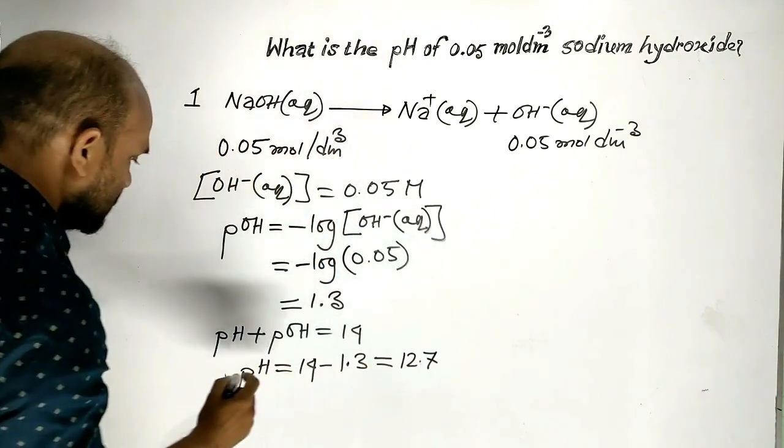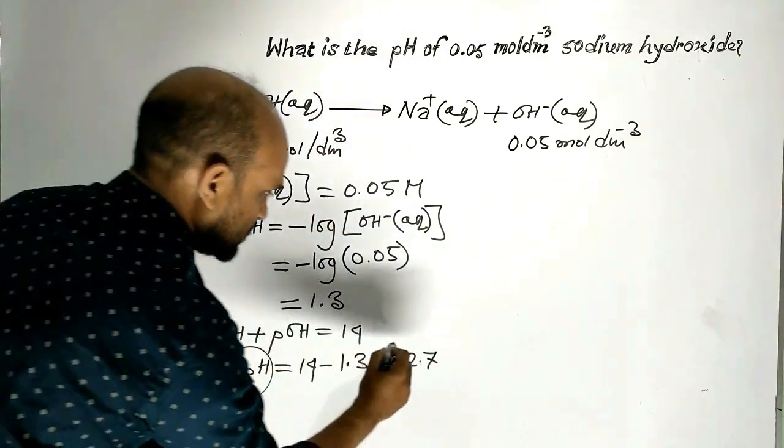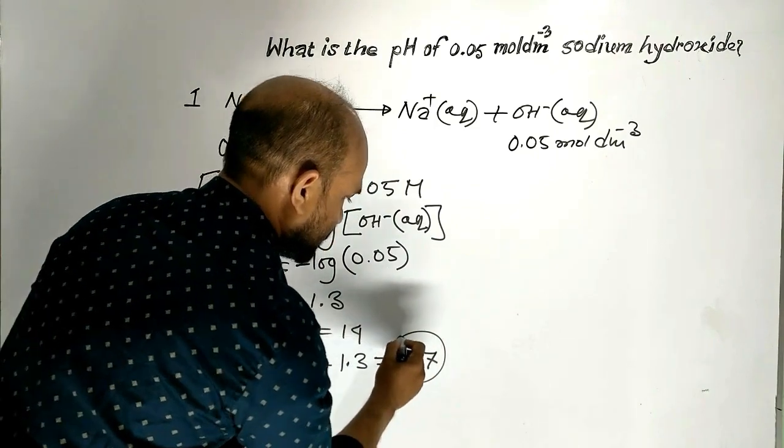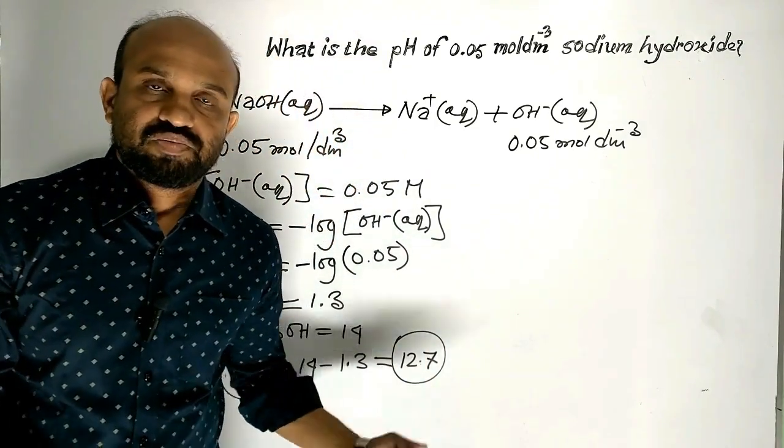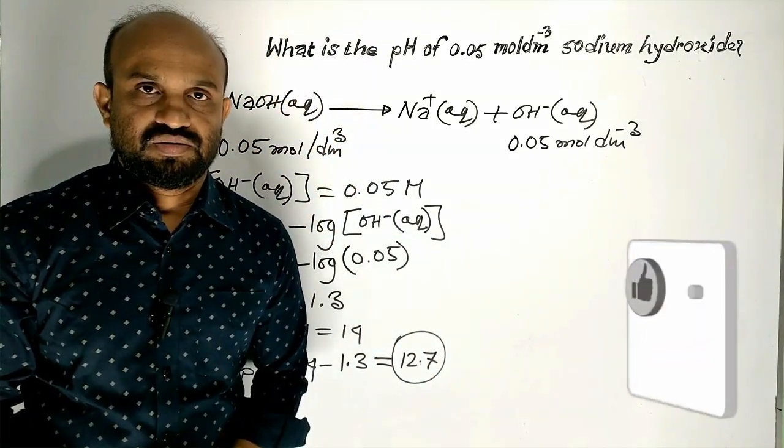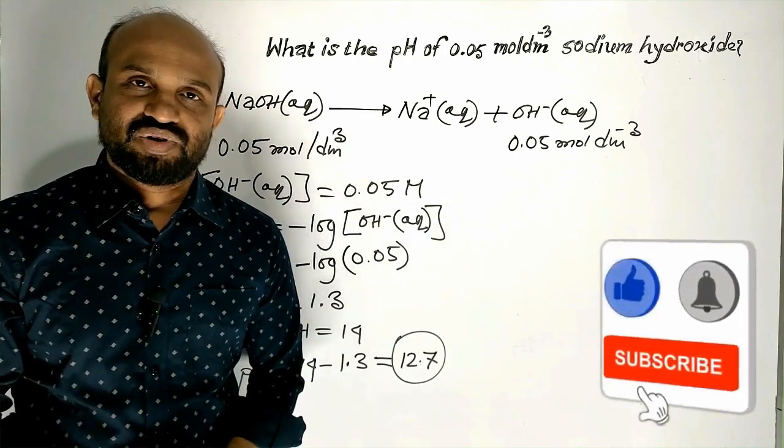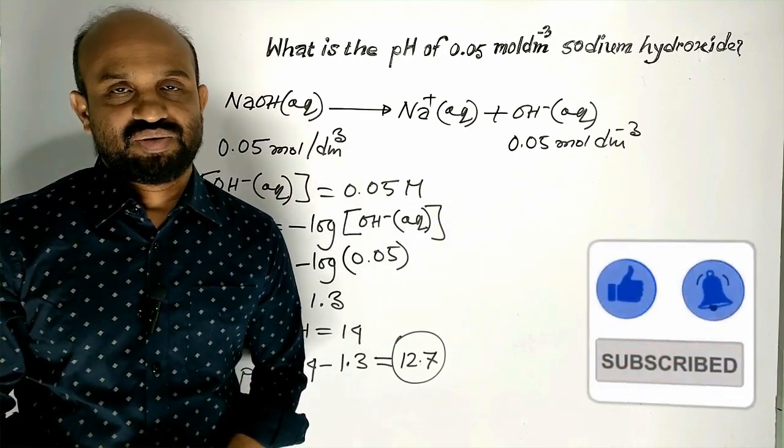That is, pH of the solution is 12.7, which is basic in nature. This is the pH value of 0.05 mole per cubic decimeter sodium hydroxide solution.